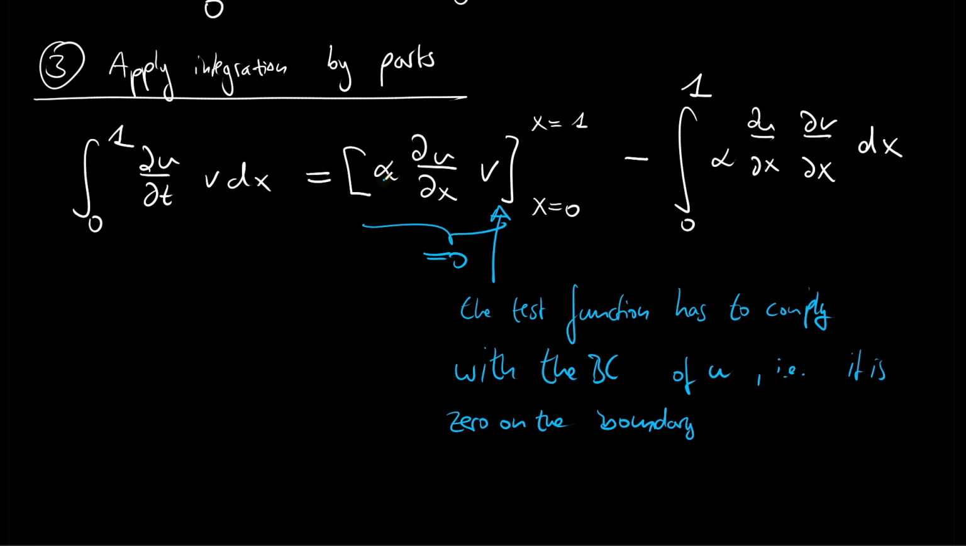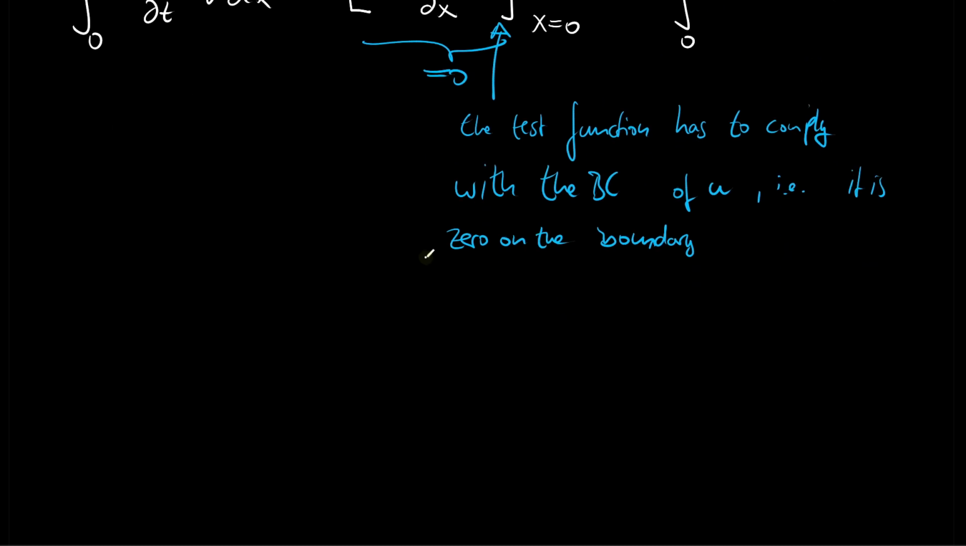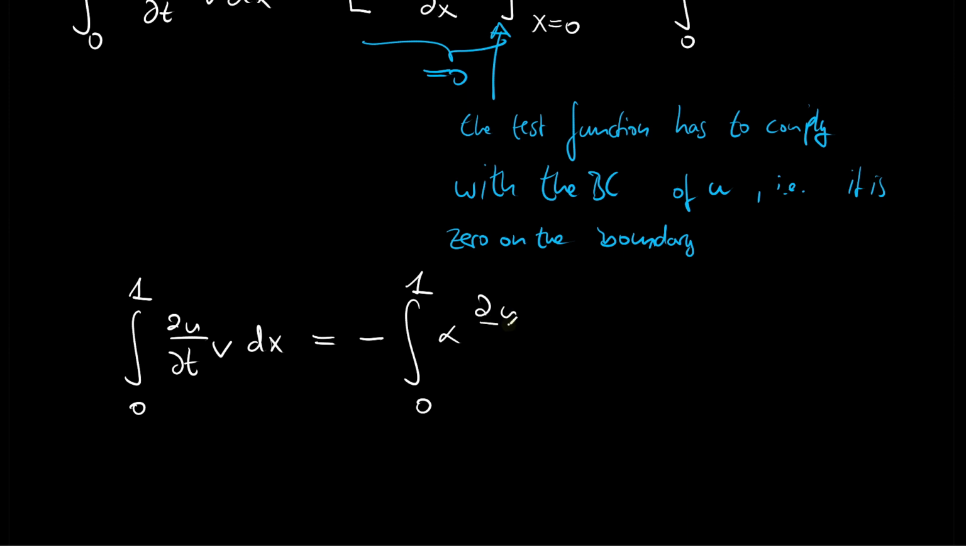And then this entire term will just cancel out, and we basically keep the left-hand side and then the integral with the minus sign in front. So we have the integral from 0 to 1 of du by dt times v dx is equal to minus the integral from 0 to 1 of alpha du dx and then dv dx, integrated over x.